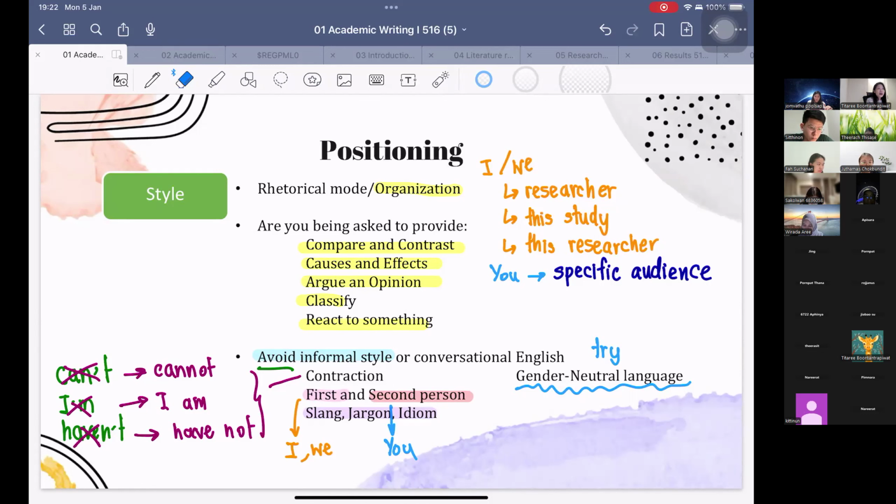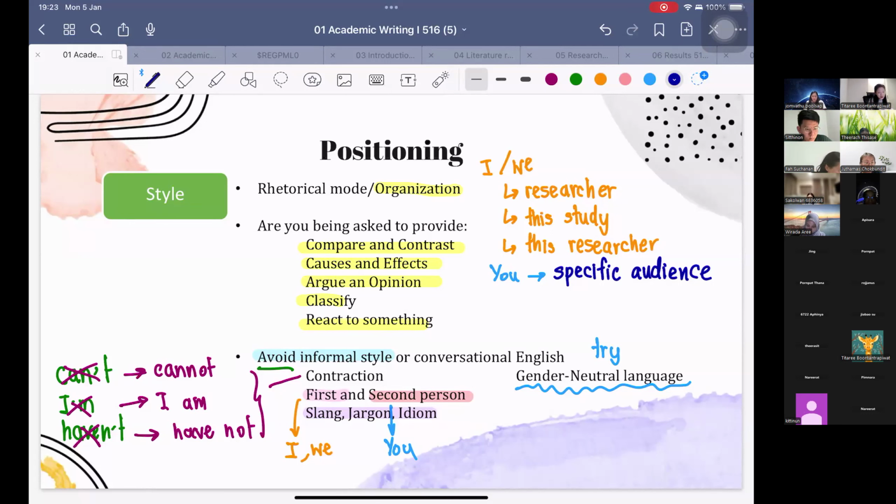If you do not want to use the word I or we, an alternative option would be the word researcher. Because when you publish a paper, it means that you are a researcher. Even though you are a nurse, when you publish a paper, in that context, you are a researcher. So you can refer to yourself as the researcher. Or instead of referring to yourself, refer to the study. You can go with the words this study or this researcher. That's okay as well.